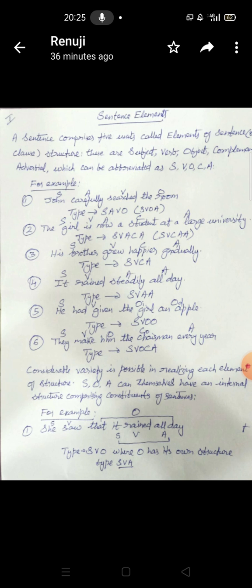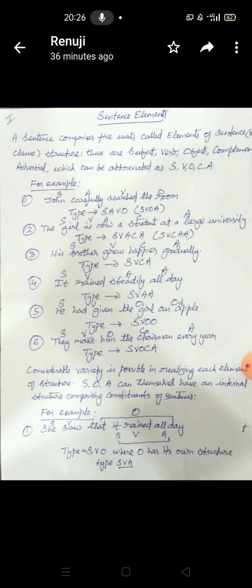The next sentence is: The girl is now a student at a large university. Again, the girl is the subject. We have a verb, is, now an adverbial. A student is a complement. As you know, when we have verbs like be, seem, grow, these are called linking verbs, which require a complement. So this is the complement of the subject. And at a large university, that is an adverbial of place. Now, of course, an adverbial of time. We'll be doing subject, verb, object, complement, adverbial, and the definitions in more detail later on.